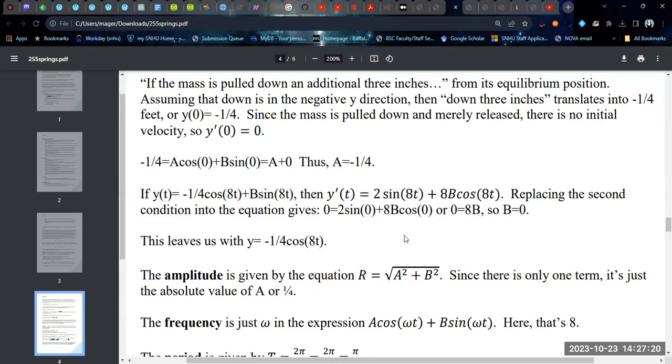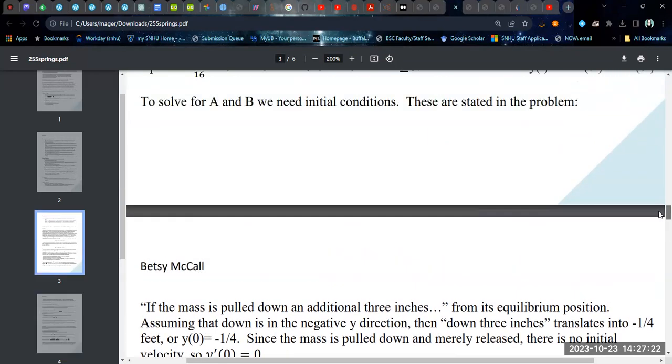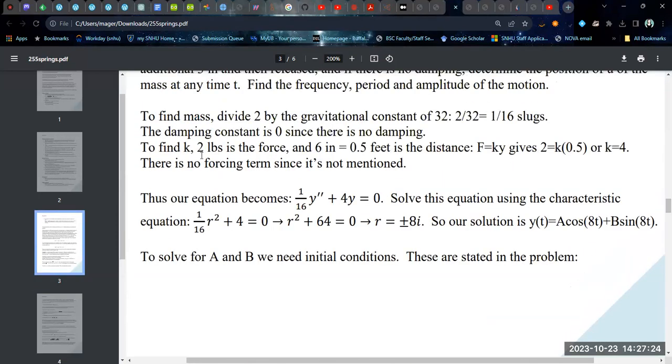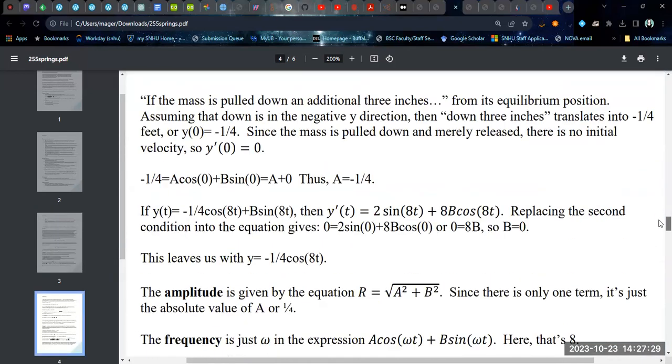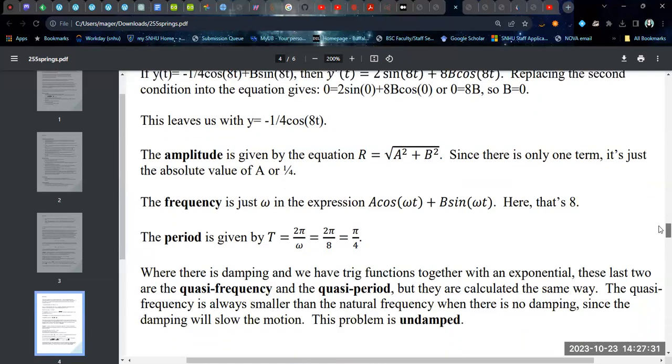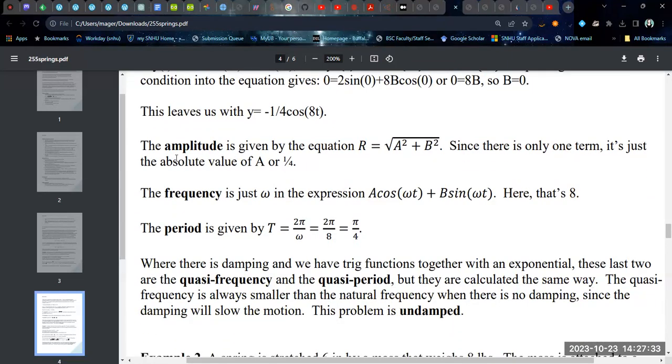That is our function. Now, this problem asks us to find the frequency, period, and amplitude. And so to do that, typically, again, this is the natural frequency because there's no damping. The amplitude is going to be given by a squared plus b squared all under the square root. So essentially like the polar coordinate transformation, or complex number transformations, the magnitude.